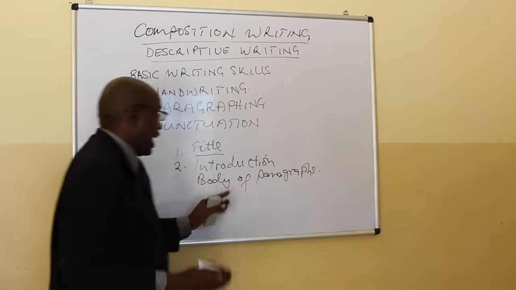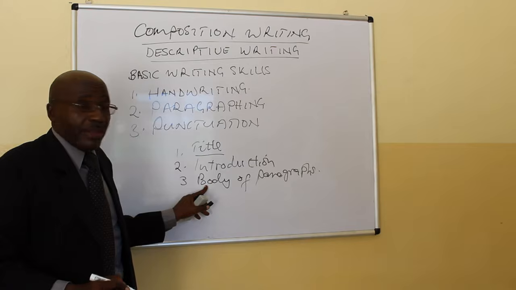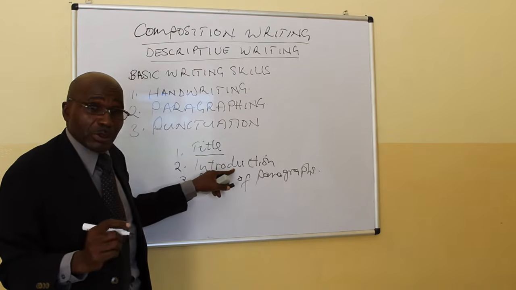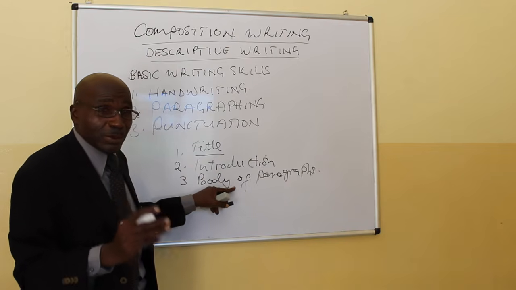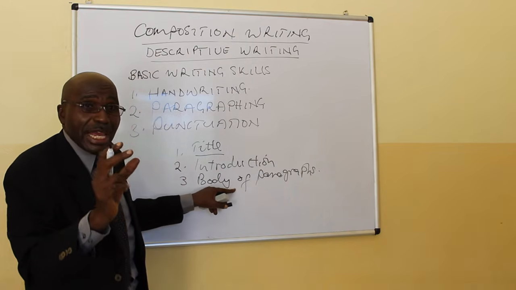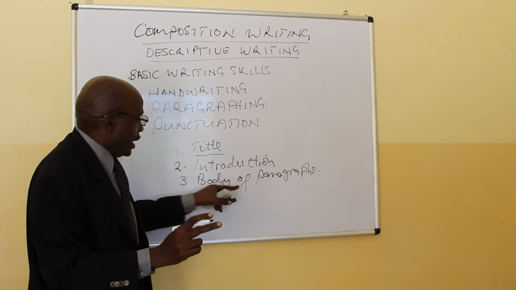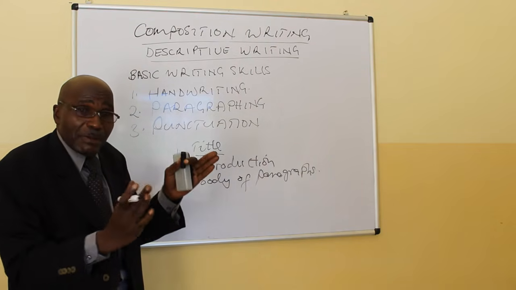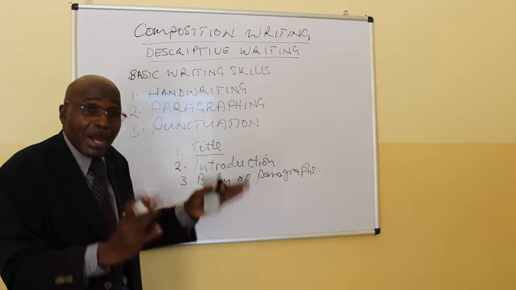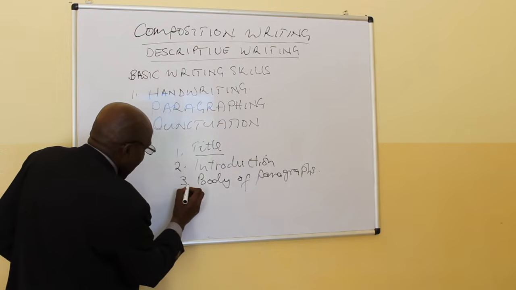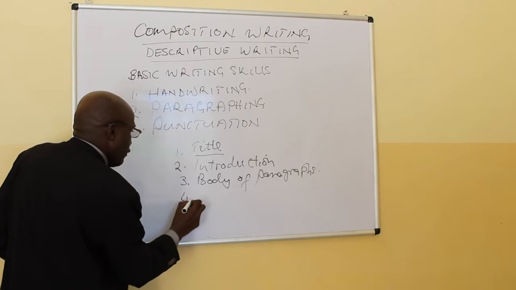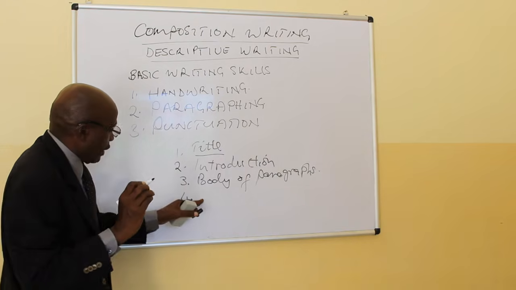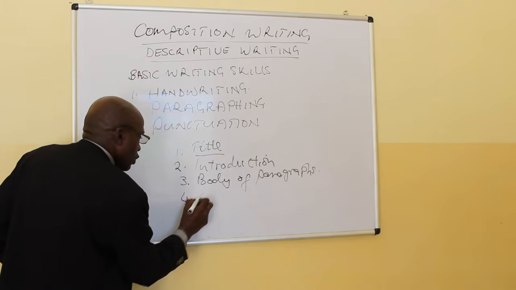Under the body of paragraphs, this is where the main idea which we have introduced is broken into different mini ideas. And these other ideas are the ones that are going to give us the different paragraphs that we are going to write about. So after that, we are going to have the 4th paragraph, which is actually, like I said, the 4th part of the composition, which is the conclusion.